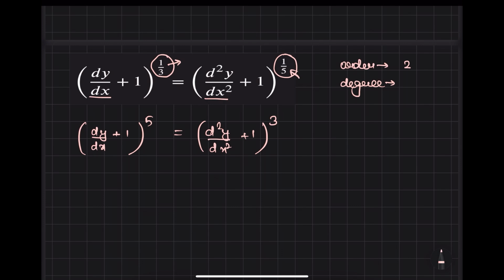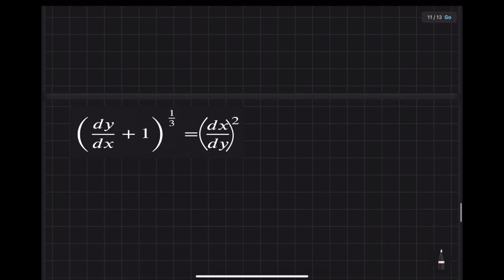Correct? So if you open, this is a plus b whole cube. So this thing will carry power maximum, it will carry 3. So order is 2 and the degree is 3. I hope things are clear. Let's move on to the next illustration.